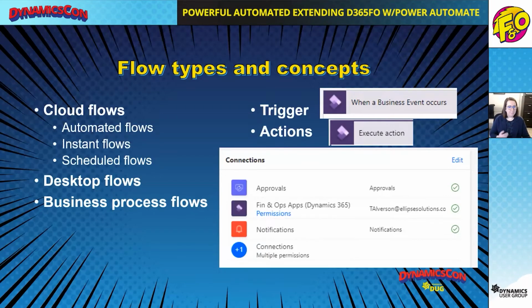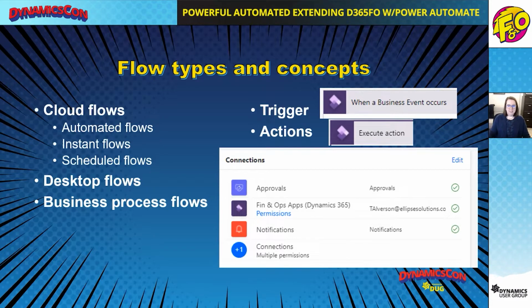Now that we know it's a flow that you're going to be creating in Power Automate, there are a few different types of flows and some concepts that I want to cover, just so we'll get some of those definitions down. Under the heading of cloud flows, we've got automated flows, which are going to be triggered by an event, such as the arrival of an email or the social media mention we saw from Twitter. In the example I'm going to demo, my trigger is going to be a D365FO business event.